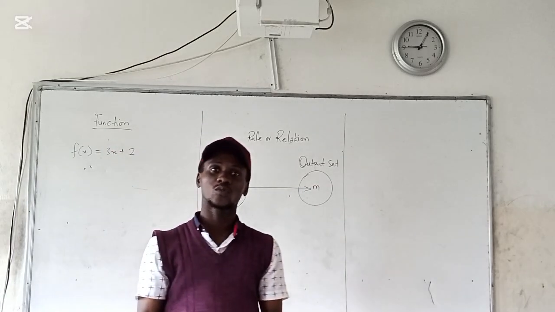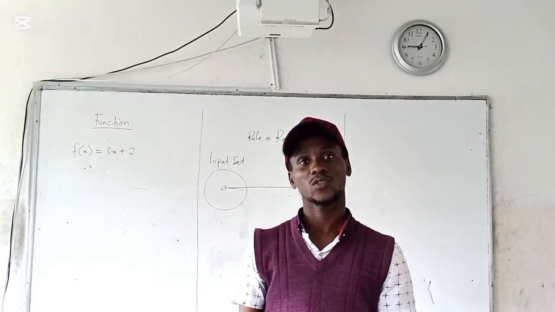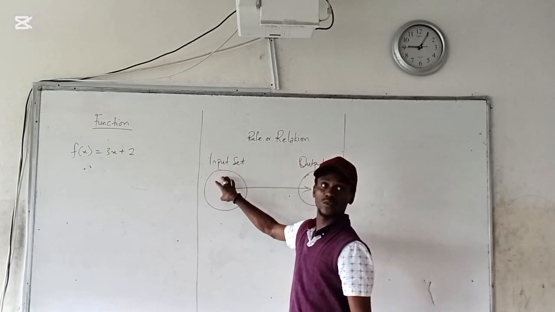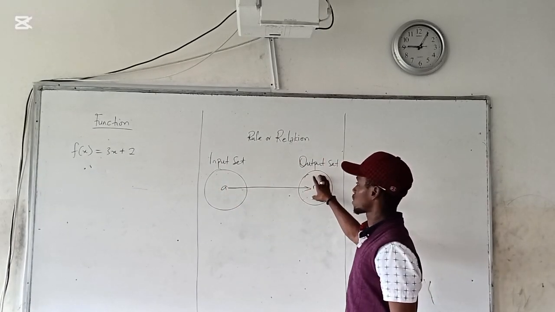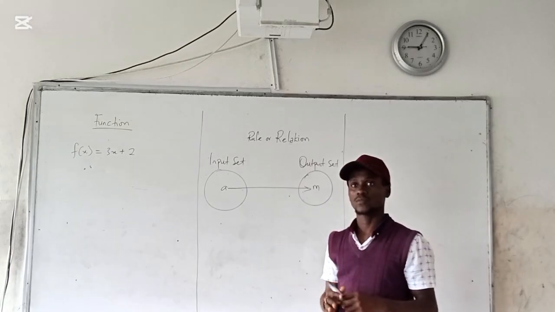If you have such a rule, then we call that what? That rule is what we call function. A rule that assigns an element from the input set to an element in the output set. That rule is what we refer to as a function.